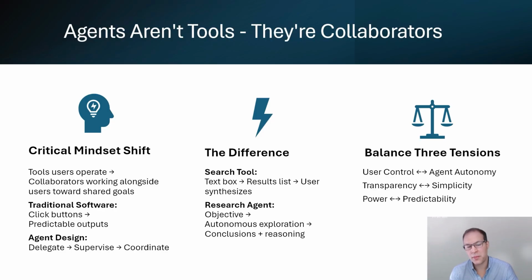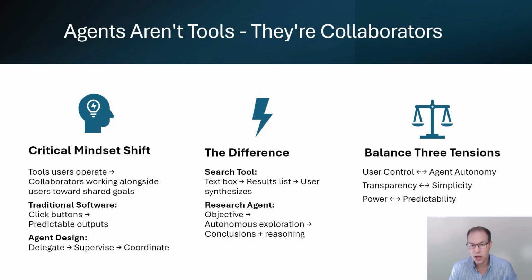One of the most important mindset shifts that has to happen is to really go from thinking of agents as tools to thinking of them as collaborators. Of course, not human collaborators, but collaborators nonetheless. In traditional software, we always think in terms of deterministic outcomes. So a user clicks a button, fills a form, and you get a predictable output. In agent design, instead, we have to think in terms of delegation, supervision, and coordination of these agents because they are collaborators.